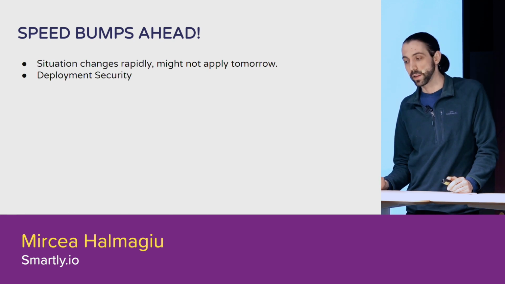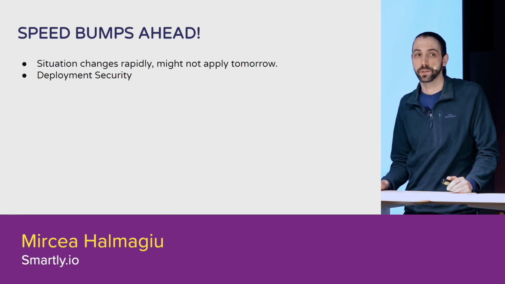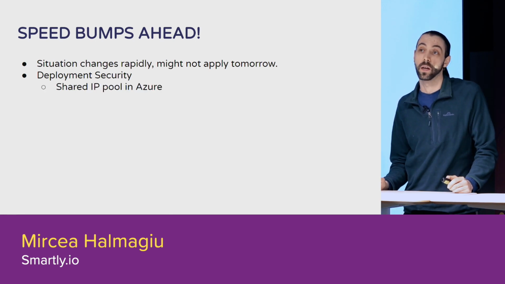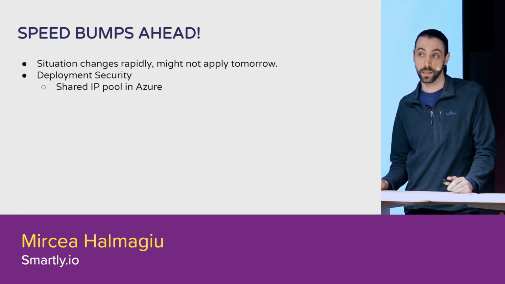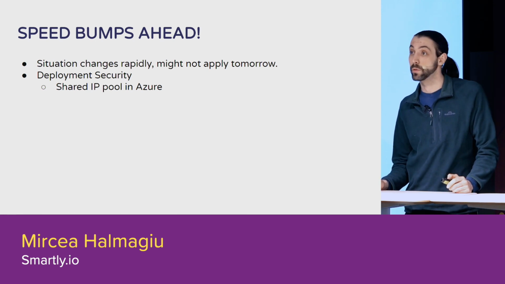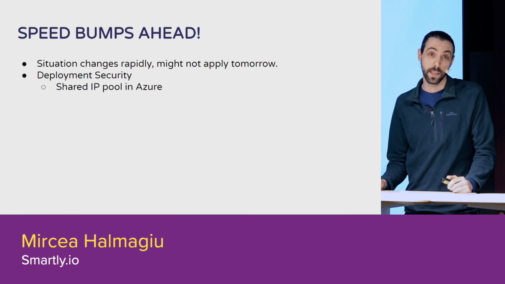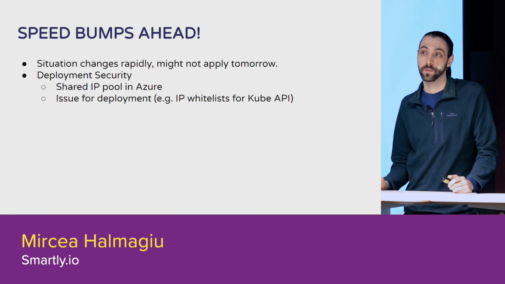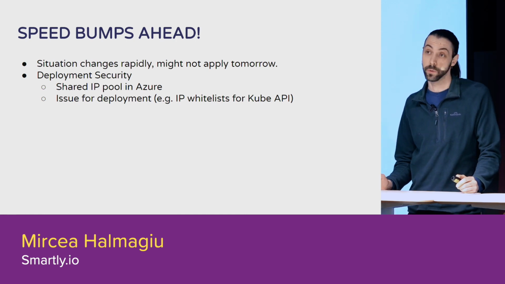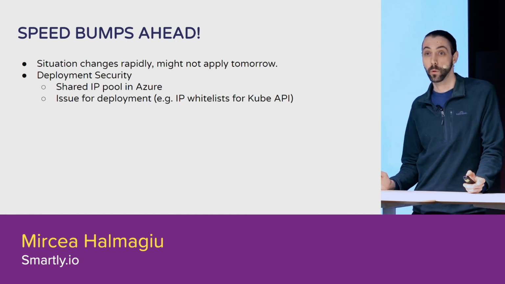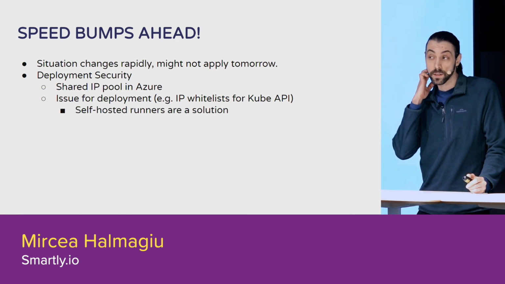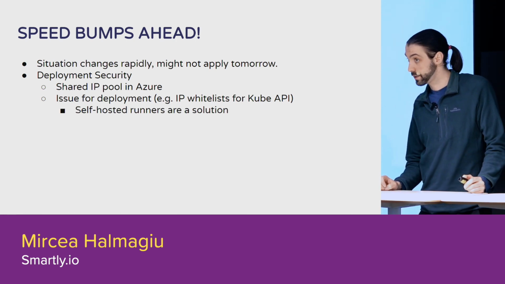So one thing to note is that when you're running GitHub Actions, you're running on a pool of workers in Azure that is shared across everyone who's using GitHub Actions. That means your IP addresses are not unique. They're being shared with everyone who uses GitHub Actions. That means that using whitelists for deployments, for example, for a Kube API, is not really something that you can do because you have no idea who can actually use those IP addresses. Self-hosted runners are a solution for this.